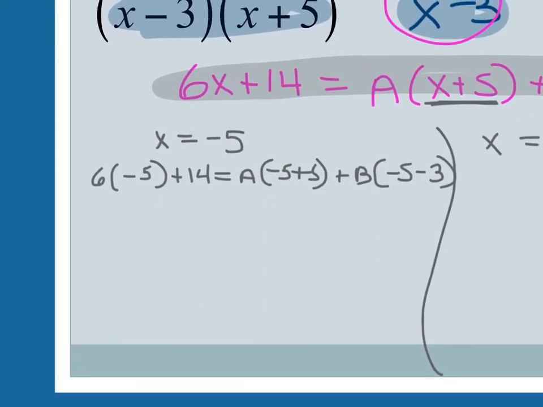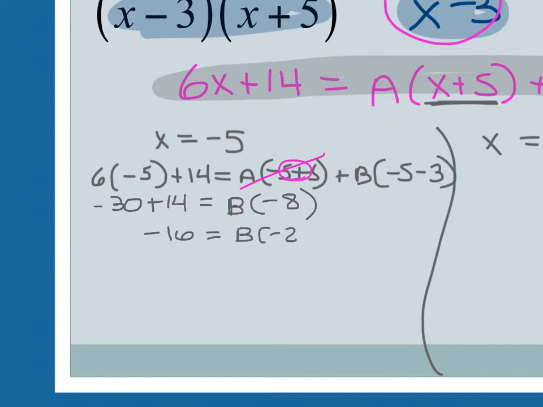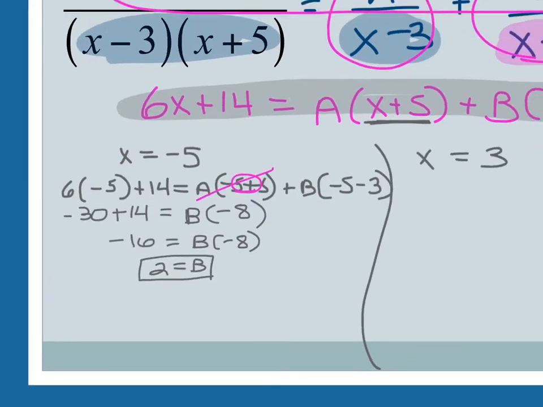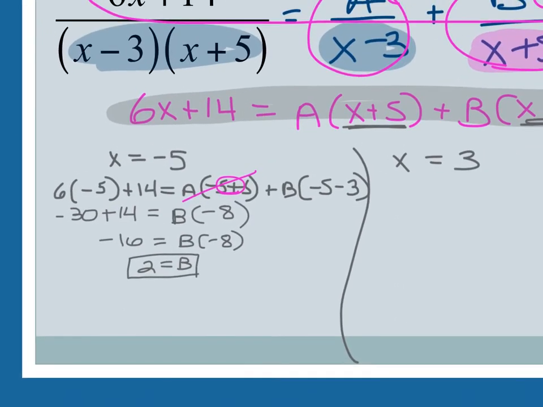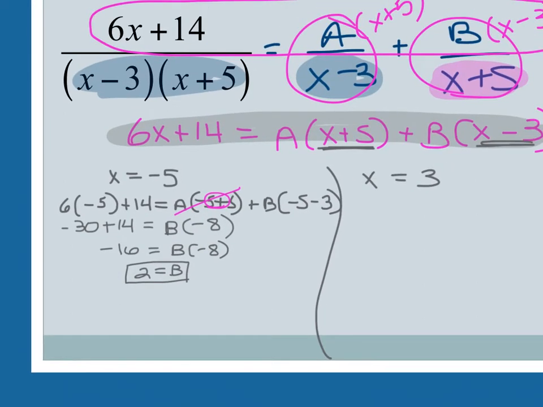And then I'm going to simplify it. So negative 30 plus 14 equals, negative 5 plus 5 becomes 0, which cancels it out. That was my goal there. B times negative 8. I get negative 16 equals B times negative 8, and B equals 2. So in canceling out A, we've solved for B.